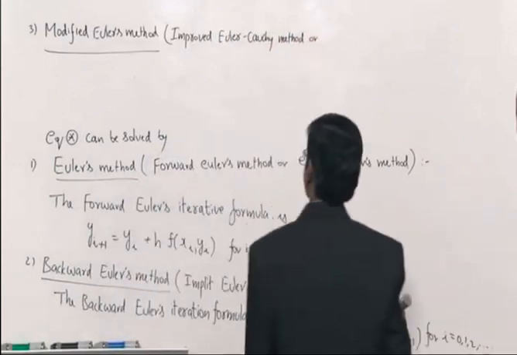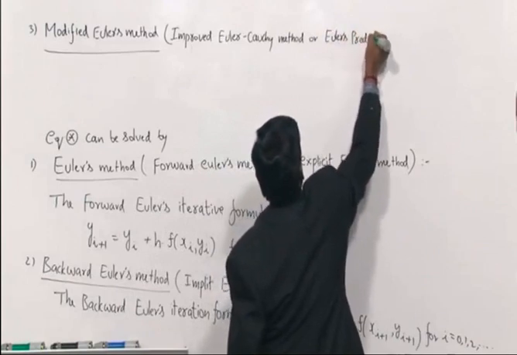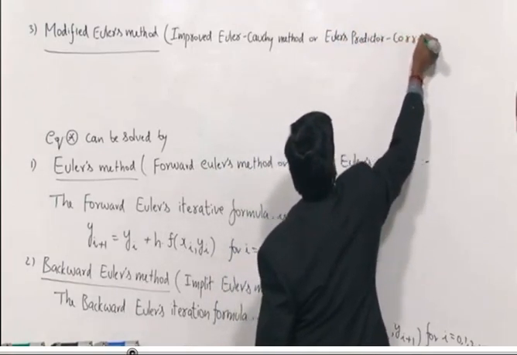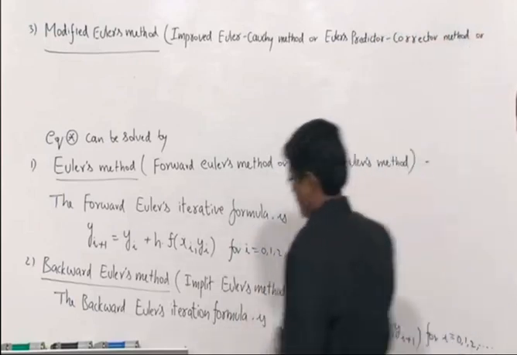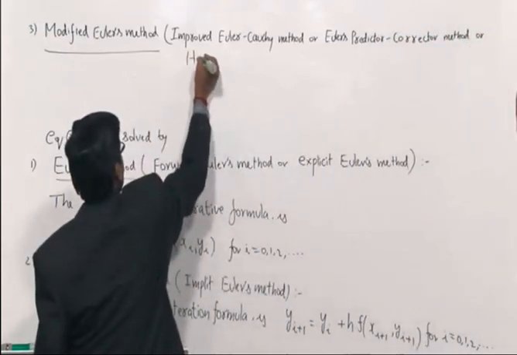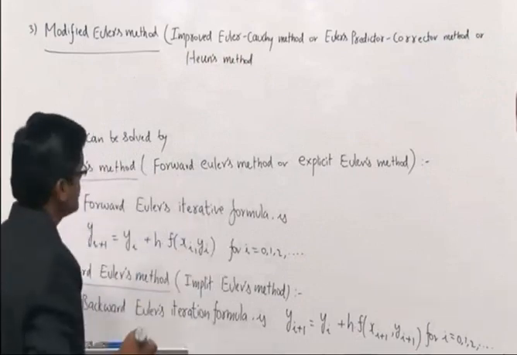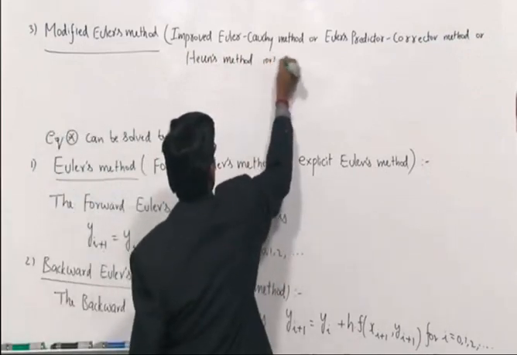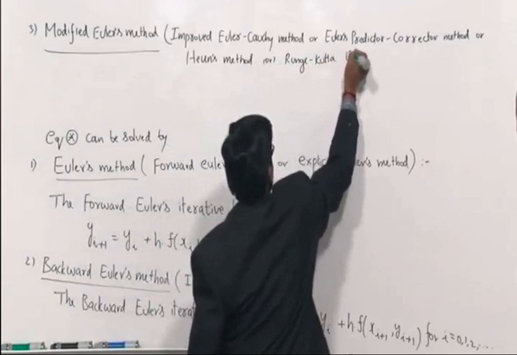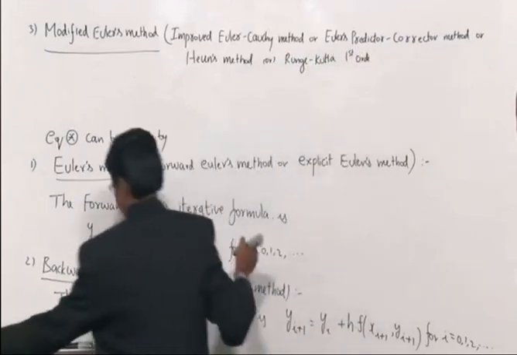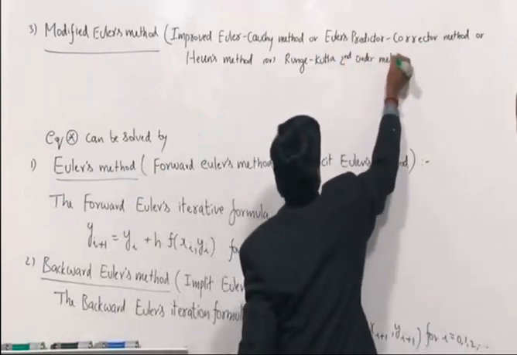Or Euler's predictor corrector method, or Heun's method, or Runge-Kutta second order method. So many names.